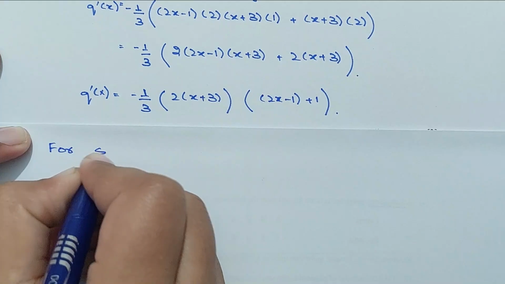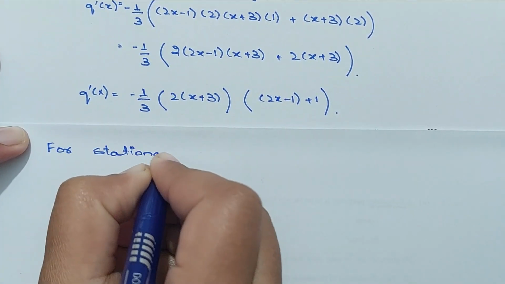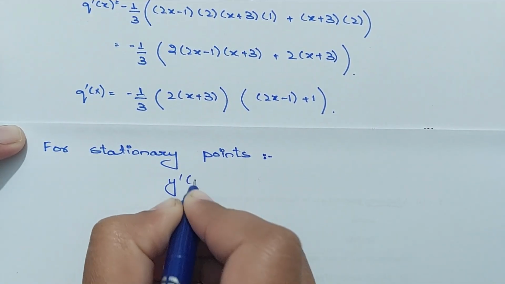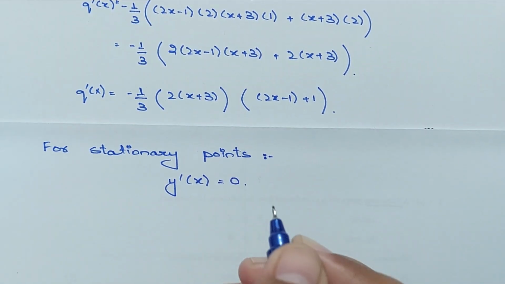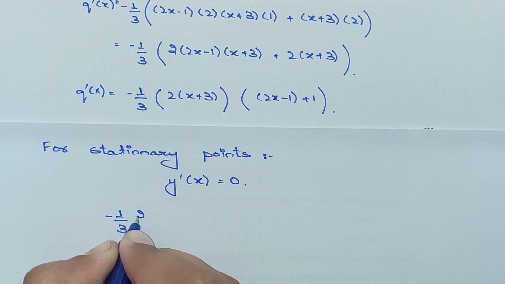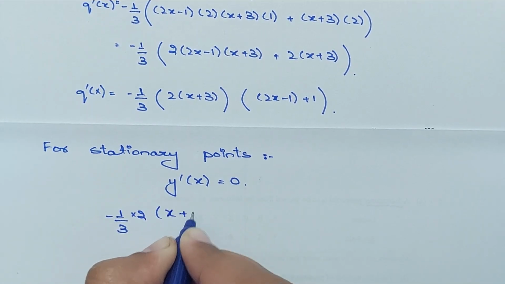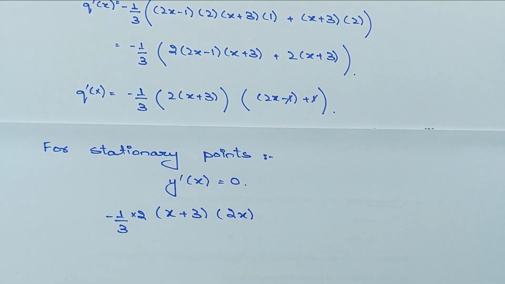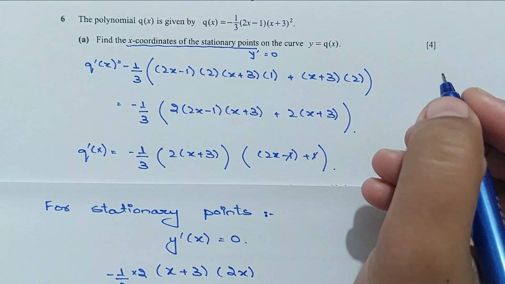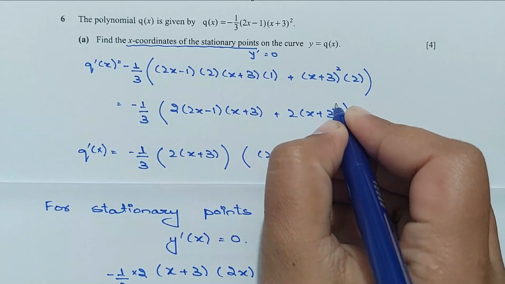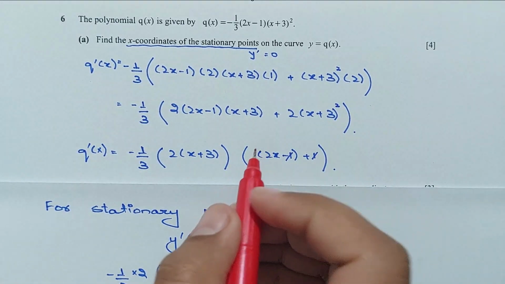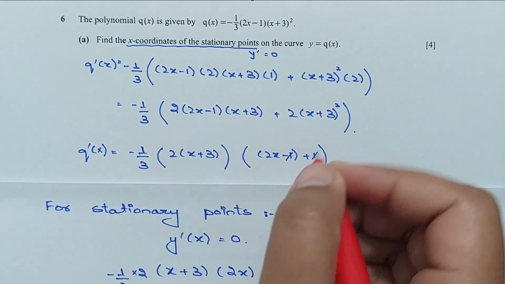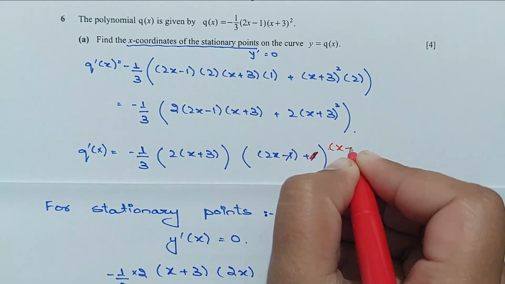Now for stationary points, we can say y prime of x should be equal to 0, or q prime of x should be equal to 0, right? So minus 1 by 3, 2 times 2, x plus 3 and 2x minus 1 plus 1, this should be equal to 0. I made a blunder, sorry. This is squared, I messed up. So we are taking 2 common and x plus 3. We are left with 2x minus 1, and over here we are left with x plus 3.